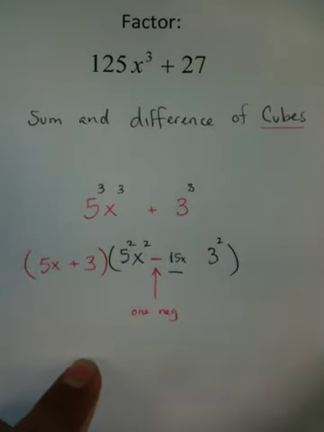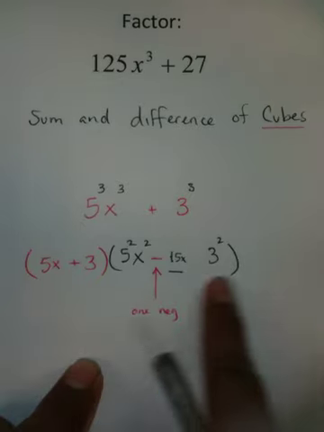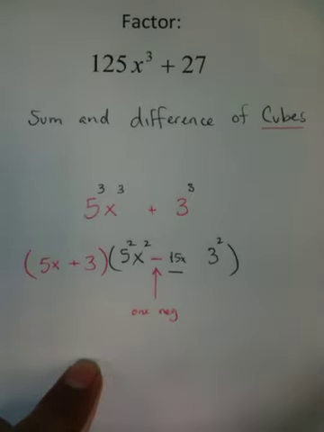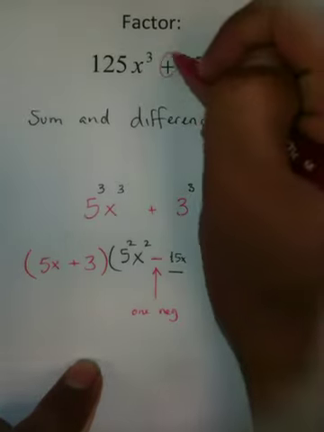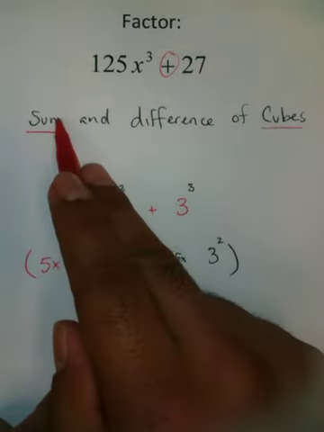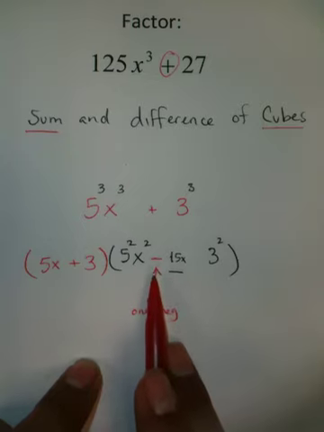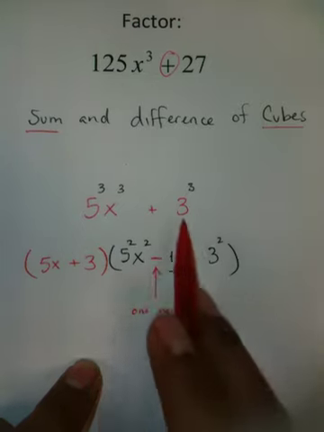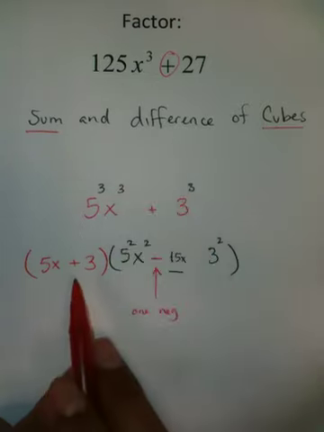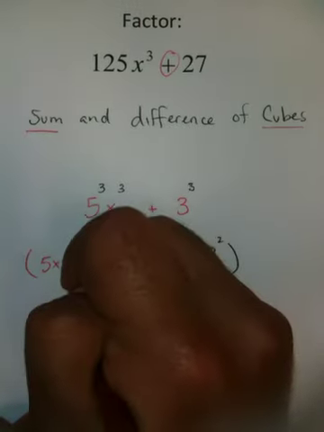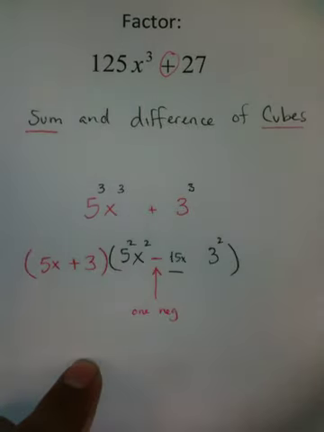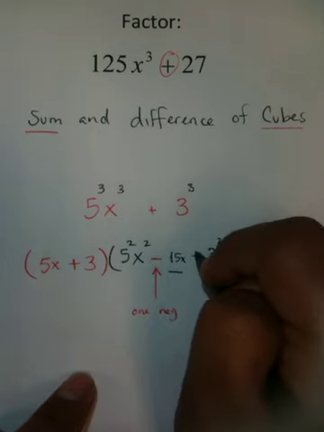There is only one negative sign in the entire answer. And when you have the sum of cubes, the negative sign can only go in this location. Only go in this location. If it's the difference of cubes, the negative sign will go here. And you can watch some of my other videos to see why. This is a positive sign.